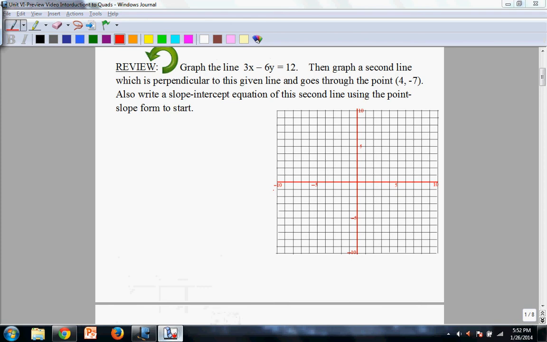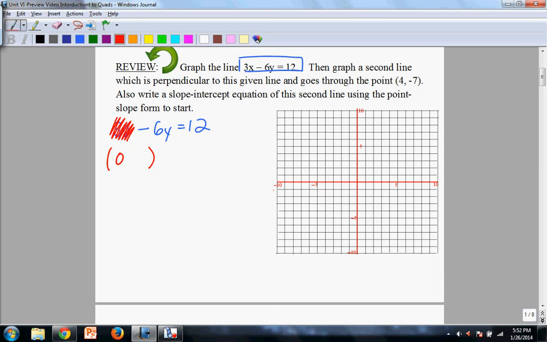All right, let's see how you did here. So we start by graphing this original line, 3x minus 6y equals 12. I'm going to use intercepts here. To get my y-intercept, we pretend x is 0. So that's (0, blank), and we see y here is going to be negative 2.